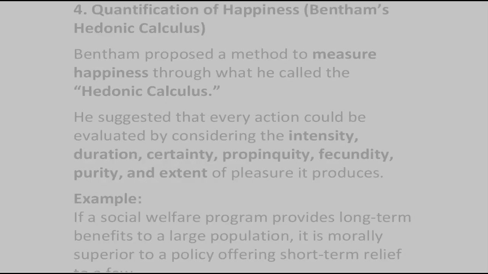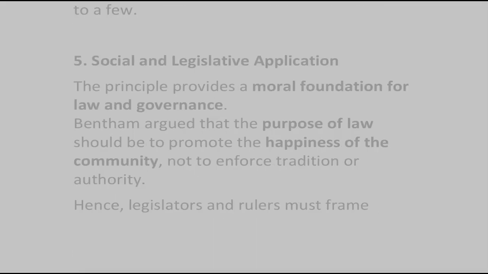4. Quantification of happiness, Bentham's hedonic calculus. Bentham proposed a method to measure happiness through what he called the hedonic calculus. He suggested that every action could be evaluated by considering the intensity, duration, certainty, propinquity, fecundity, purity, and extent of pleasure it produces. Example: if a social welfare program provides long-term benefits to a large population, it is morally superior to a policy offering short-term relief to a few.